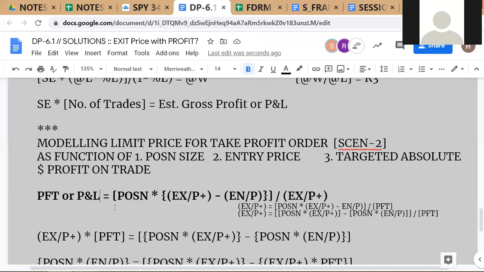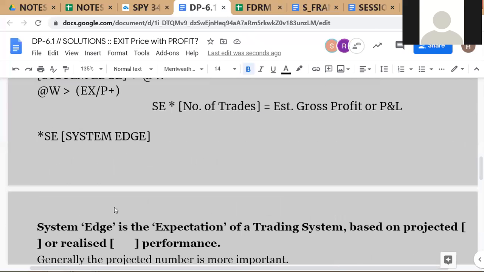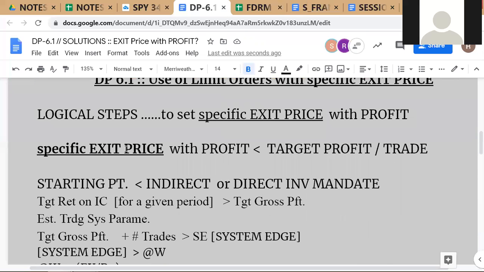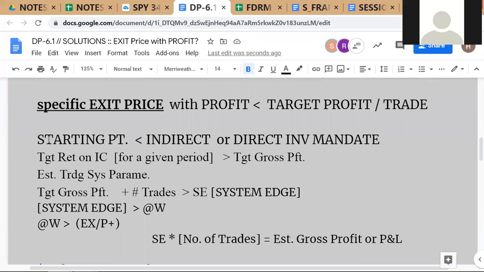So the first statement we are making in our logical steps is that the specific exit price for profit is going to be a function of the target profit per trade. We'll work out this first, and from there we'll come to this. Now, target profit per trade can also be, we'll go stepwise and try to see this.